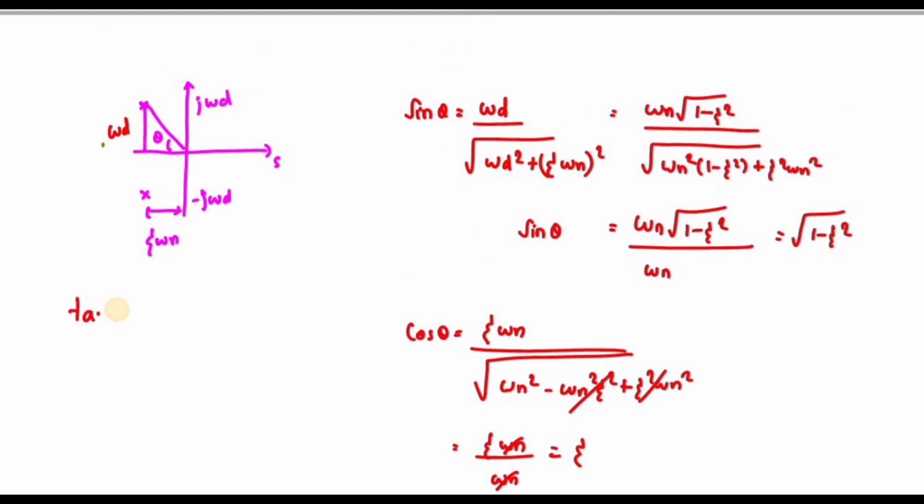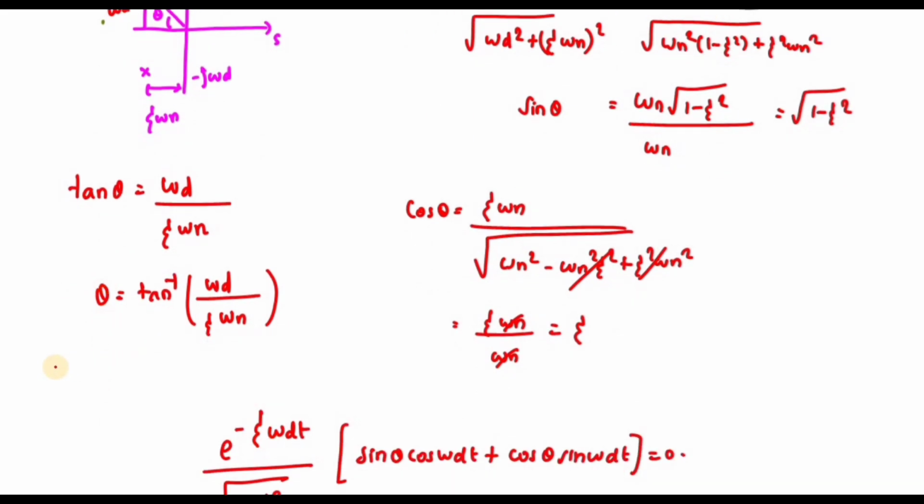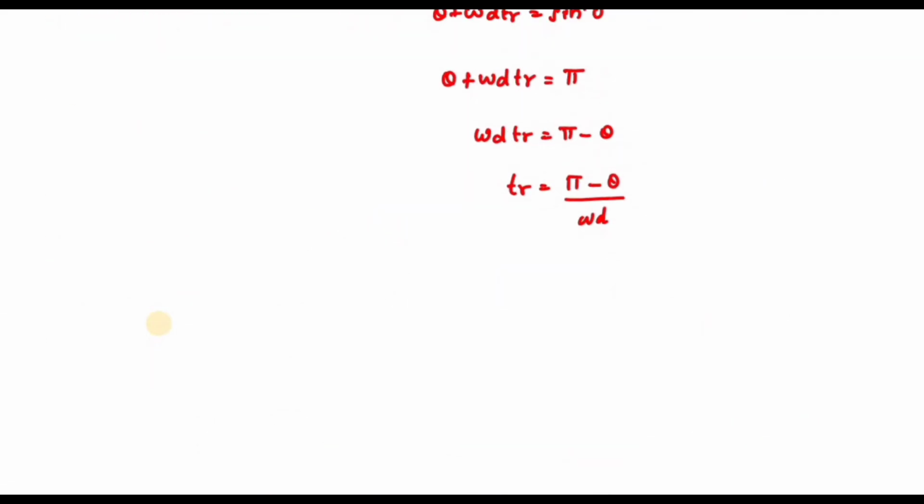So what is tan theta? Tan theta is equal to omega d divided by damping factor into omega n. We know that theta is equal to tan inverse of omega d divided by damping factor into omega n. So if you want, you can substitute the value of omega d, and you will get this answer. This is your theta. So this rise time must be measured in terms of seconds.